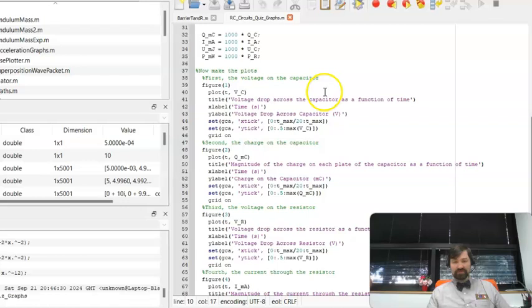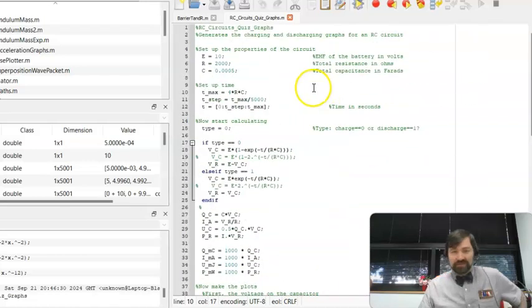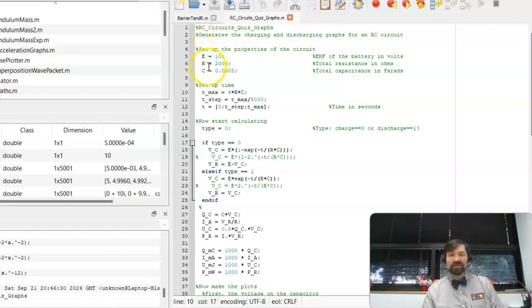This code is very straightforward and simple. Essentially, what I do is set up a circuit. I have an EMF, which I'm labeling as E. I have a resistor value and a capacitor value. And then I set up an interval of time over which to watch each part of the circuit, so I can look at what the capacitor is doing and what the resistor is doing.